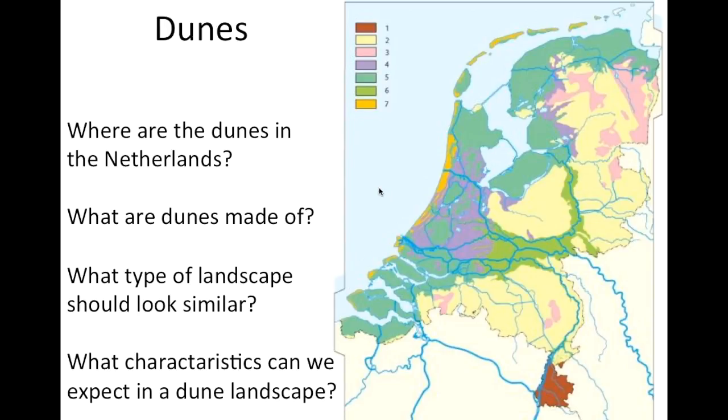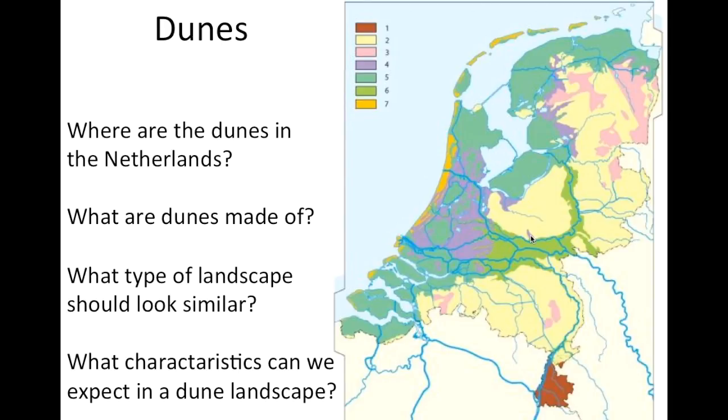Okay, second question, what are dunes made of? Well, dunes are made of sand, SiO2, silicon oxide. So dunes are basically made of the same stuff, they are the same soil types as the sandy soils. So another question, what type of landscape would look similar to dunes? Well, the relief-typed sandy soil areas, so the moraines over here should look similar.